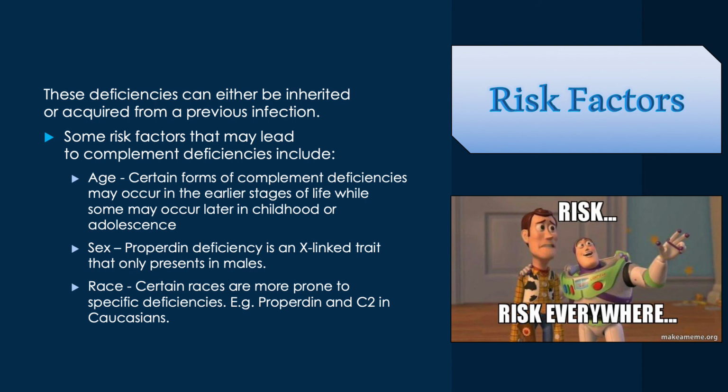Risk factors. These deficiencies can either be inherited genetically or can be acquired from a previous infection. Some of the main risk factors include age, sex, and race. There are certain forms of complement deficiencies that may occur in the earliest stages of life, while some may occur in the latest stages of childhood or adolescence. Whereas properdin deficiency is an X-linked trait that is only present in males. Certain races are more prone to specific deficiencies. For example, properdin and C2 deficiencies are more prevalent in Caucasians.